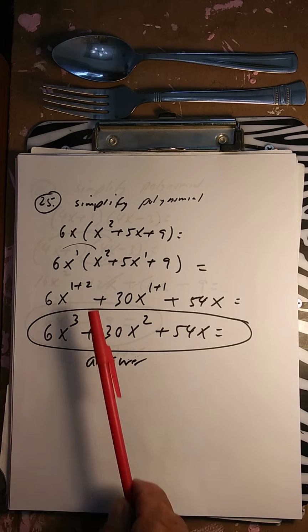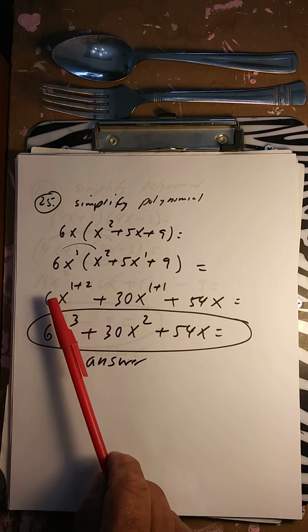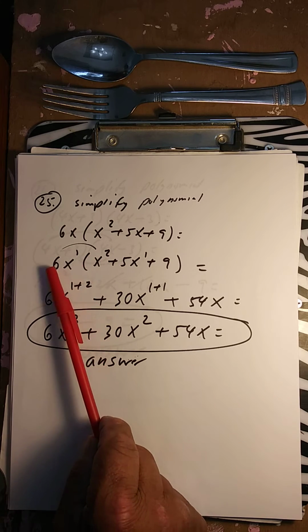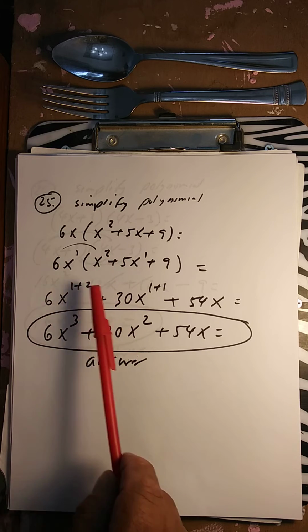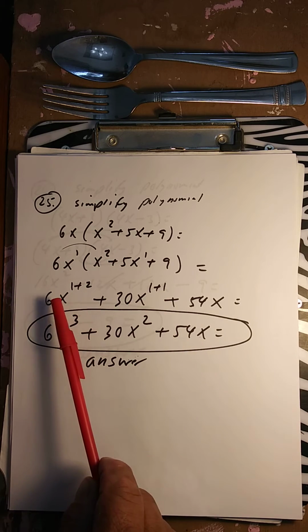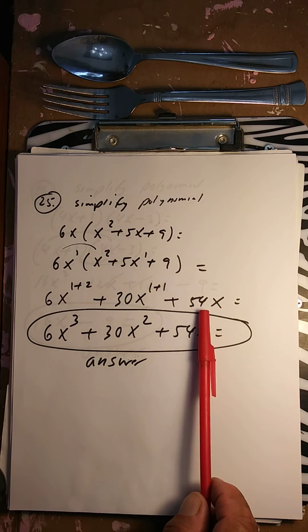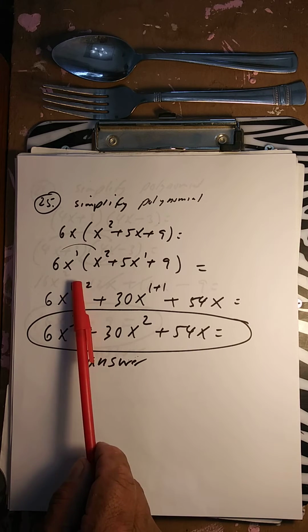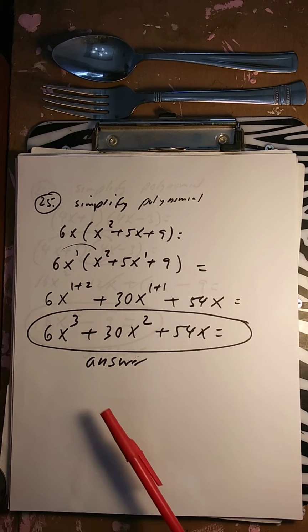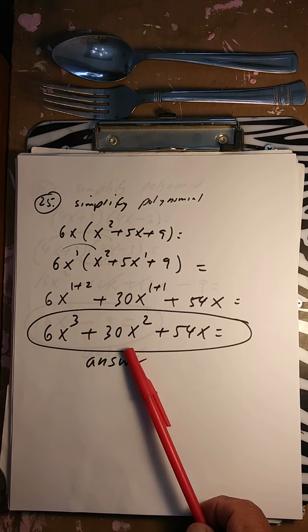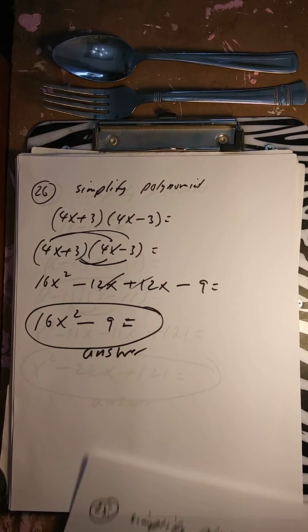Multiply this. I'll put a 1 there to make it a little easier. So that times that. There's nothing, there's just 1. So it's going to be 6x to the 1 plus 2 power. And that's going to be 30x to the what? 1 plus 1. And this times that one is going to be 54x. That's it. Now, add the powers. So you're going to have 6x cubed plus 30x squared plus 54x. So the final answer is 6x cubed plus 30x squared plus 54x.